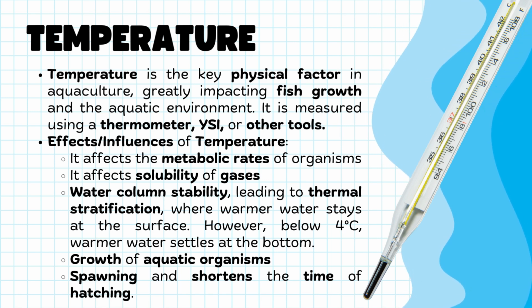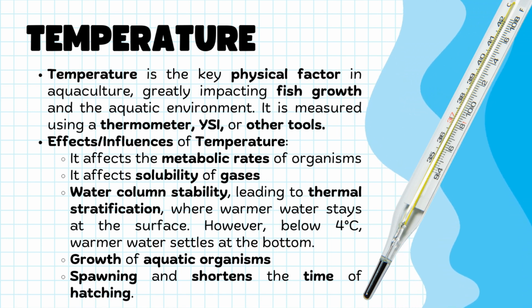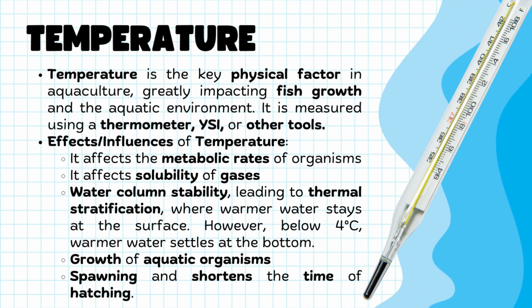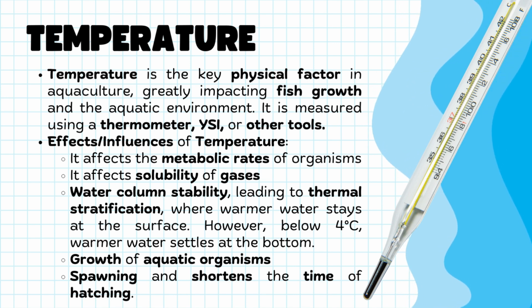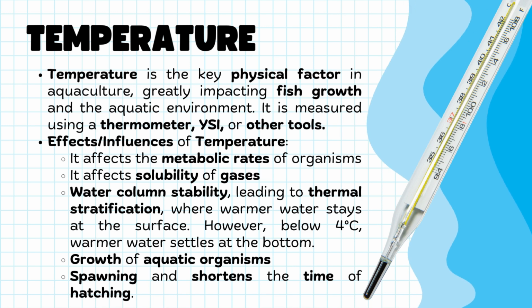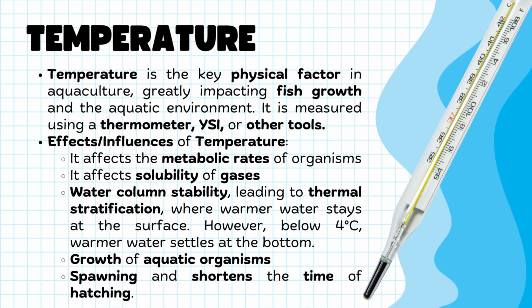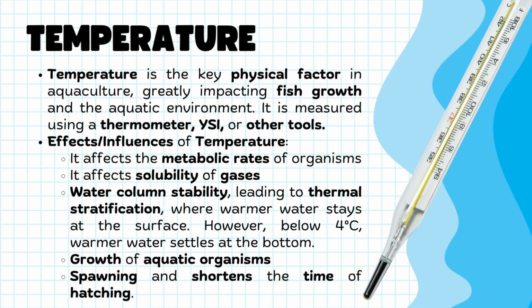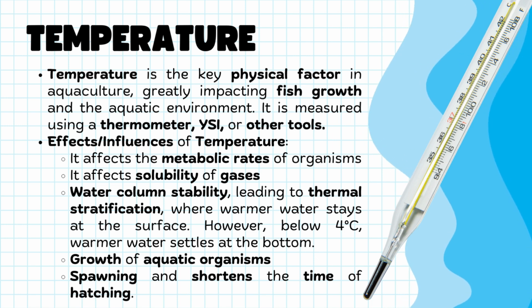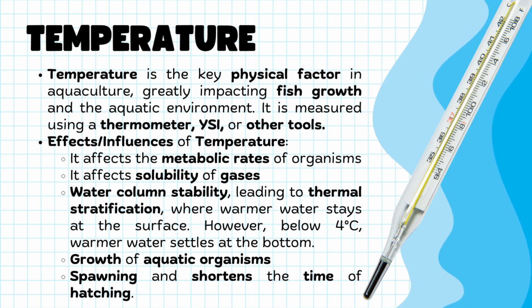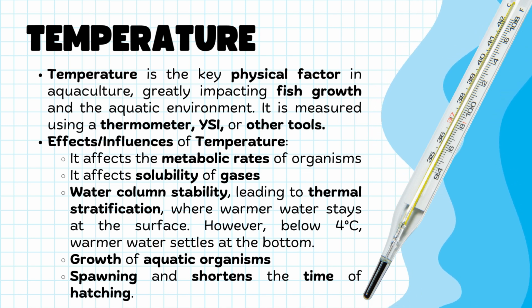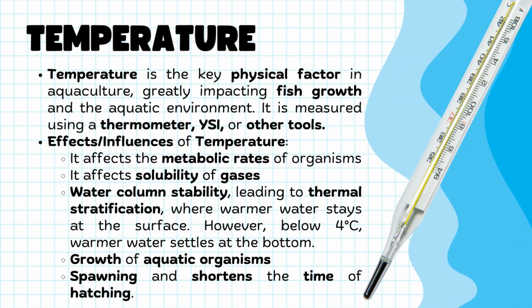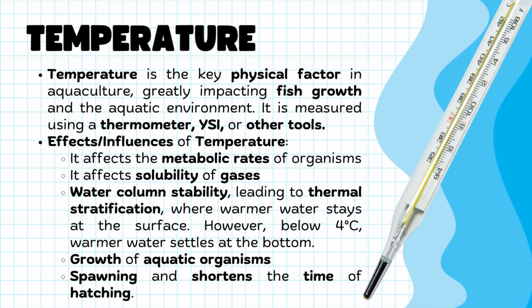Temperature also affects oxygen levels in water. Warmer water holds less dissolved oxygen, making it harder for fish to breathe. This is why proper aeration is essential in fish ponds. So, in ponds and lakes, temperature affects the stability of the water column. Warm water stays at the top, while cooler water remains at the bottom. This layering is called thermal stratification. When the temperature drops below 4 degrees Celsius, the pattern reverses with warmer water sinking.